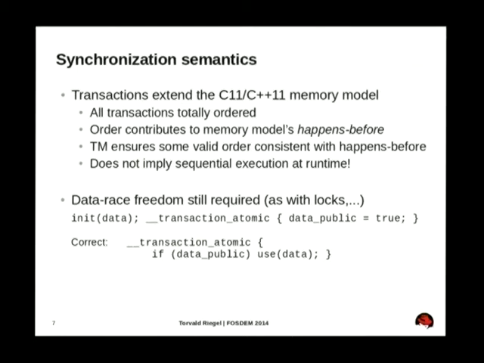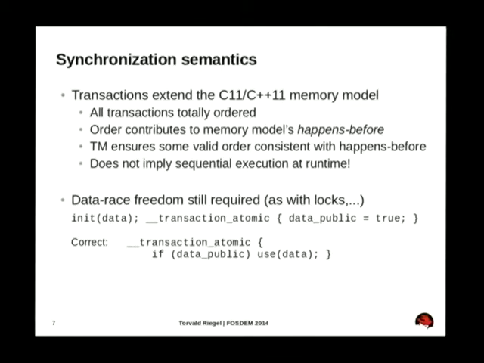Now, this is concurrency, and so there are nasty little details. So here's a slide about the synchronization semantics. Transactions extend the C11, C++11 memory model. The memory model is the thing in the language specification that defines the execution of multi-threaded programs, right? Which behavior they're actually allowed to have. So the semantics of transactions are integrated into this memory model. And the basic guarantee is that all transactions are totally ordered. And this order contributes to the happens-before relation. Happens-before is basically the relation that models what is ordered after what other thing in your program if you have a multi-threaded execution. And the TM implementation ensures some valid order that is consistent with happens-before for every execution. In other words, this means that one transaction happens after the other, and it makes sense with respect to the other synchronization going on in the program.